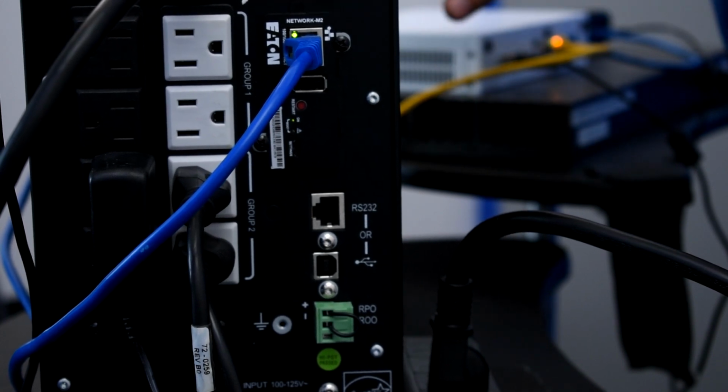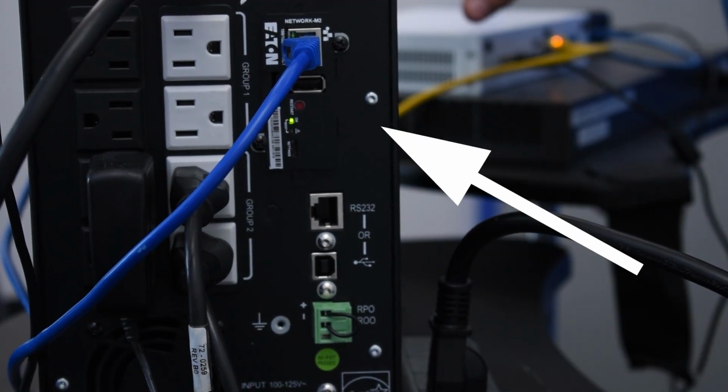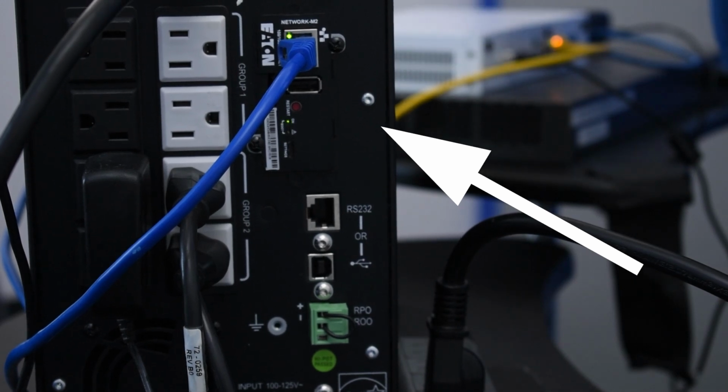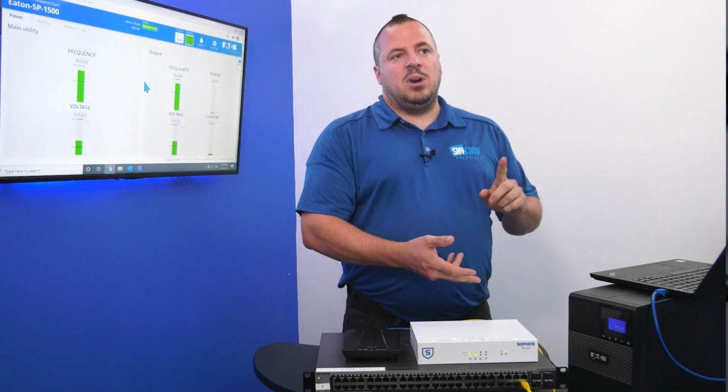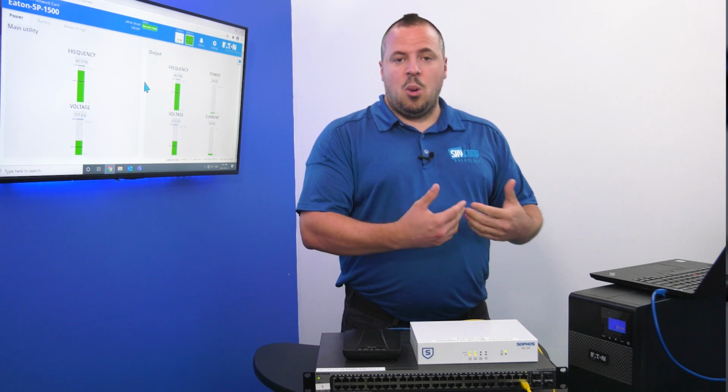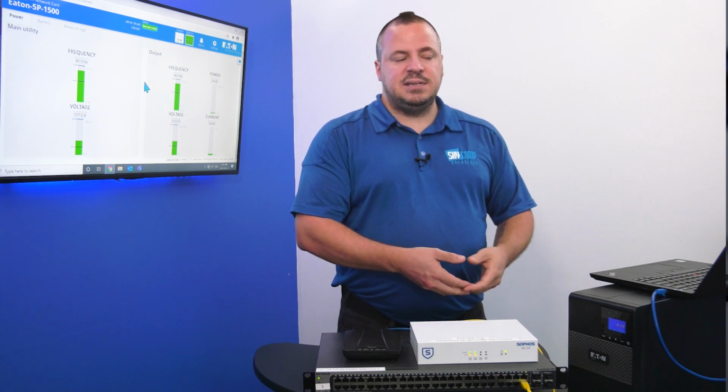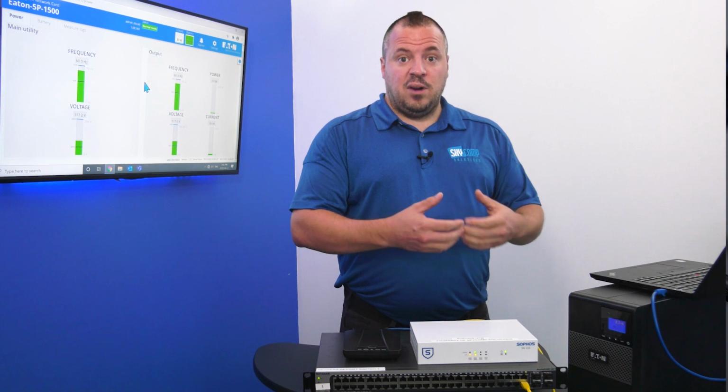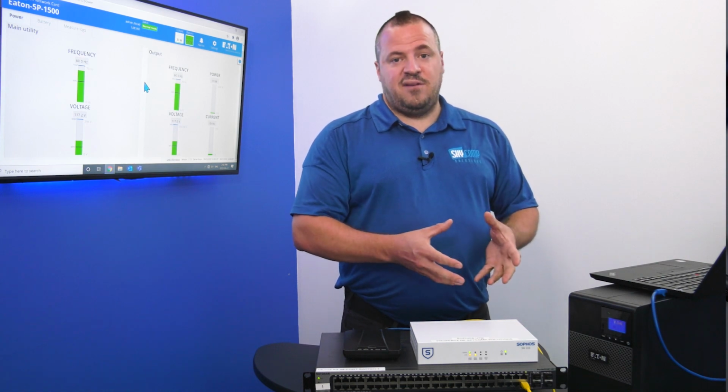This UPS also comes with a management card, which will allow us to monitor both levels coming in, coming out. It will email us alerts when things go offline, if there's any kind of errors or warnings. And that way we can be aware of what's happening in your office, even if you're not there.